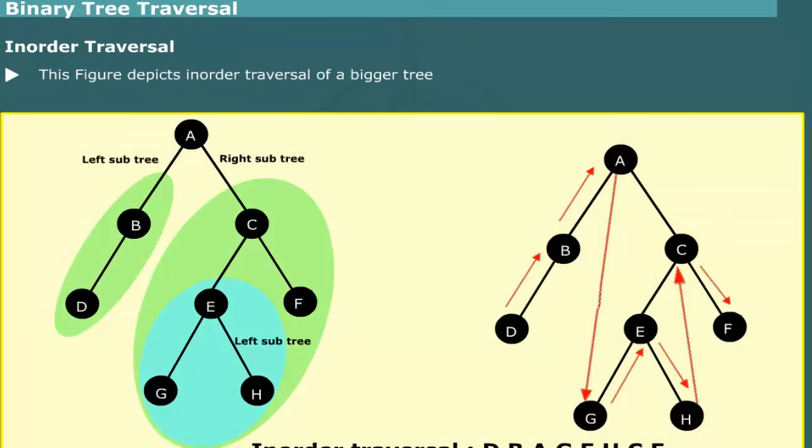This figure depicts inorder traversal of a bigger tree. To traverse inorder, first the left subtree T1 is traversed to visit D, B. Then root node A is visited. Next, the left subtree T3 within the right subtree T2 is visited. It consists of nodes G, E and H. Lastly, the remaining nodes C and F of the right subtree are visited. Thus, inorder traversal leads to the visit sequence D, B, A, G, E, H, C, F.